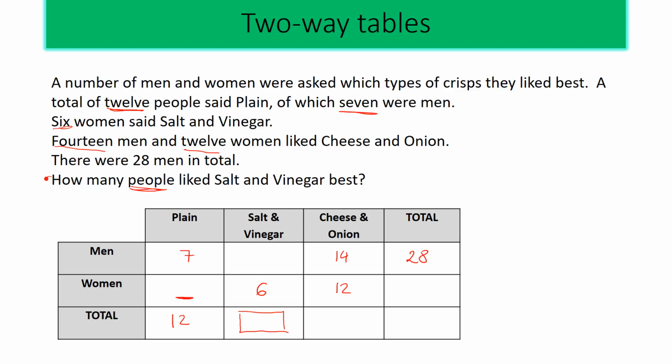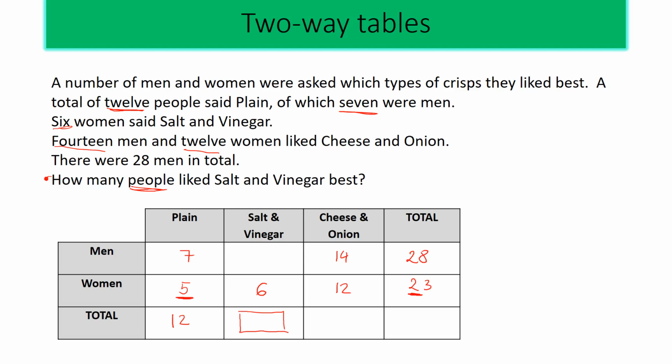Okay, so if there are 12 in total and 7 men, then to work out the number of women, we need to subtract. Okay, 12 take away 7, okay, and that is 5. Okay, now to find the total of women, we can add 5, 6 and 12, okay, which is 23.